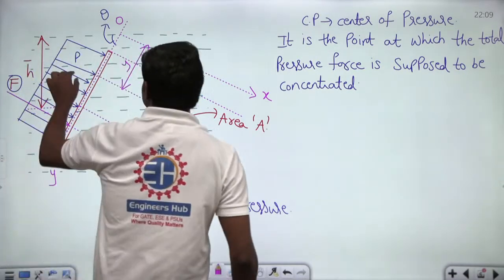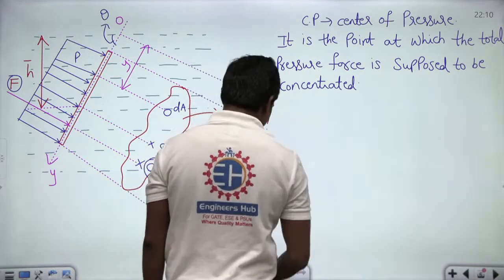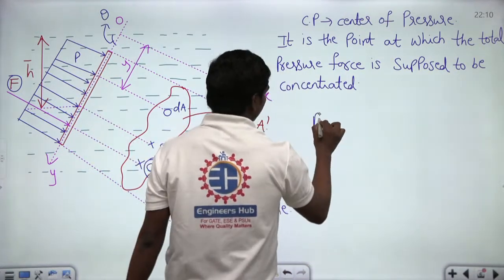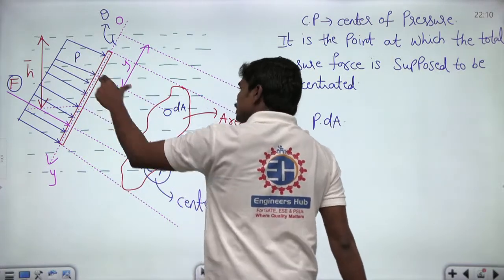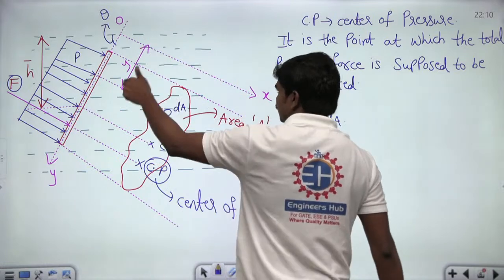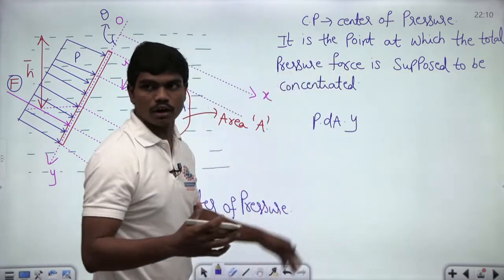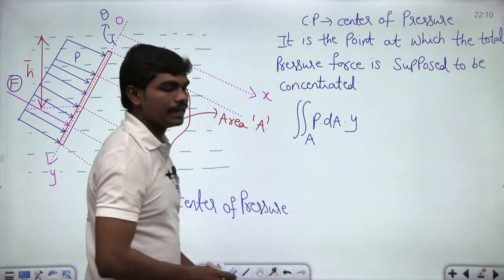Now, what is the moment of this pressure force about this point O? We can write the small moment as P into dA. This is the force acting on this elemental area, and the moment of this pressure force about O is given by this length, which is y. If you want the total moment of this pressure force, we need to integrate over the complete area, P dA into y.